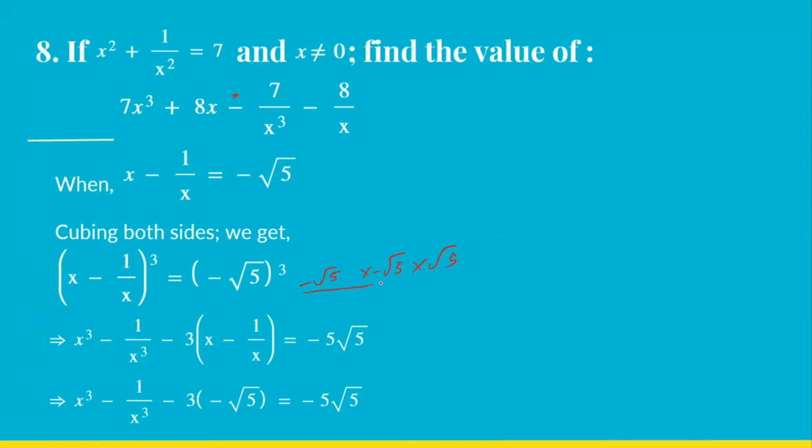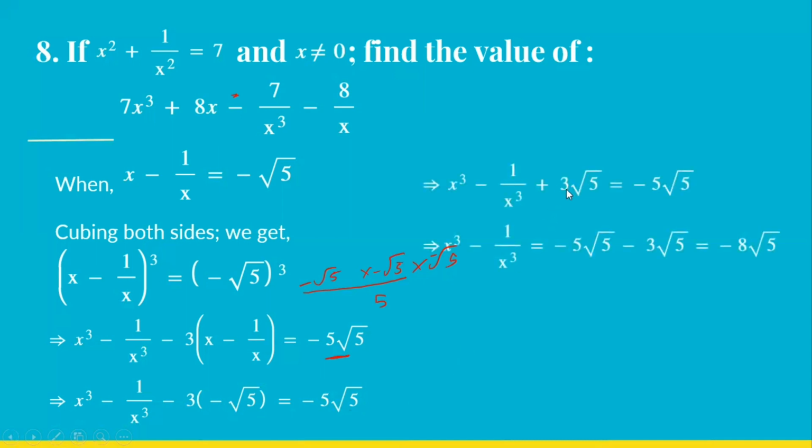Okay. So minus root 5 into minus root 5 is going to be 5. And this is minus root 5. This is how you get minus 5 root 5 when you cube minus root 5. Now, x minus 1 upon x, we have put the value as minus root 5. Minus into minus is going to be plus. So this is how we get plus 3 root 5, which goes here, it becomes minus. So x cube minus 1 upon x cube is minus 5 root 5 minus 3 root 5.